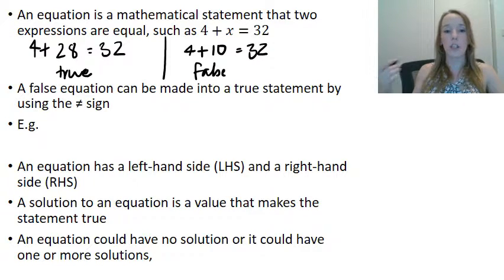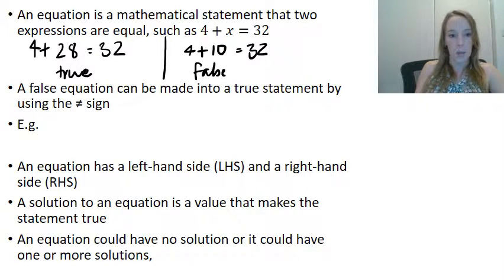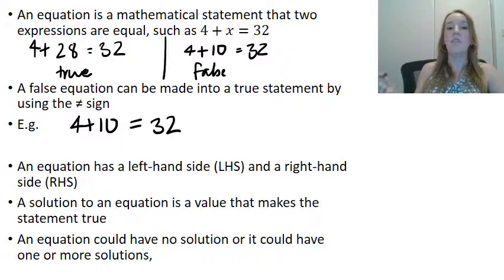A false equation can be made into a true statement by using the does not equal sign. For instance, when we had 4 plus 10 equals 32, that's a false equation because 4 plus 10 does not equal 32, but we can turn it into a true equation if we change that to a does not equal sign. So now we have 4 plus 10 does not equal 32, and that is true. Just for clarity, when we're looking at our equations, there's a left-hand side, which in that case is the 4 plus 10, and there's a right-hand side, which is the 32 in this case.